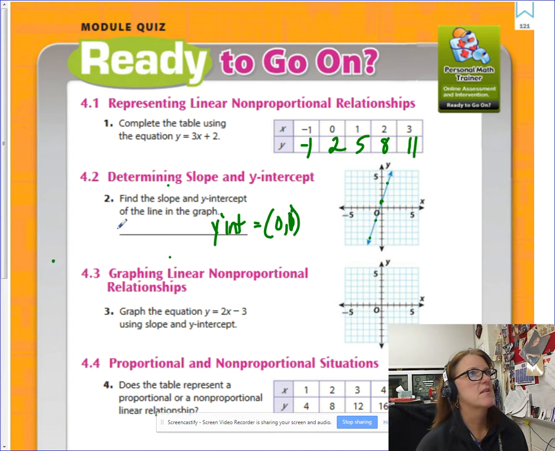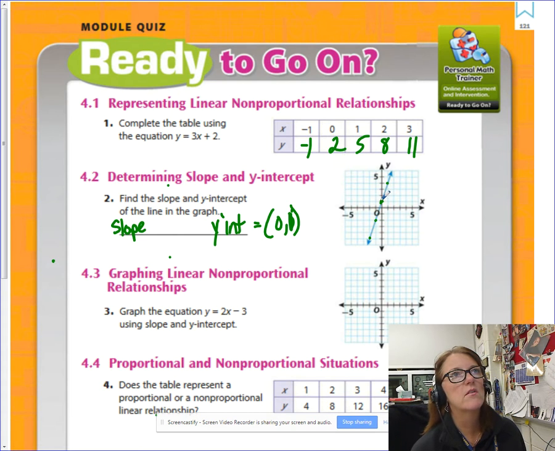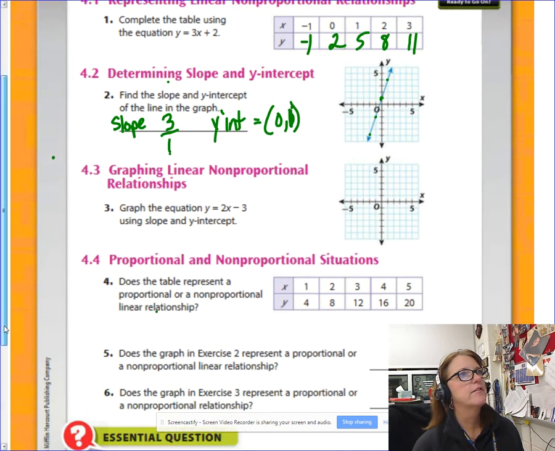Your slope is positive. Count the rise over the run, the change in the y value over the change in the x. Up 3 over 1, up 3 over 1, up 3 over 1. Slope is 3. If you want to write it as an improper fraction, go ahead. Either way is cool with me. All right, next one, graph.